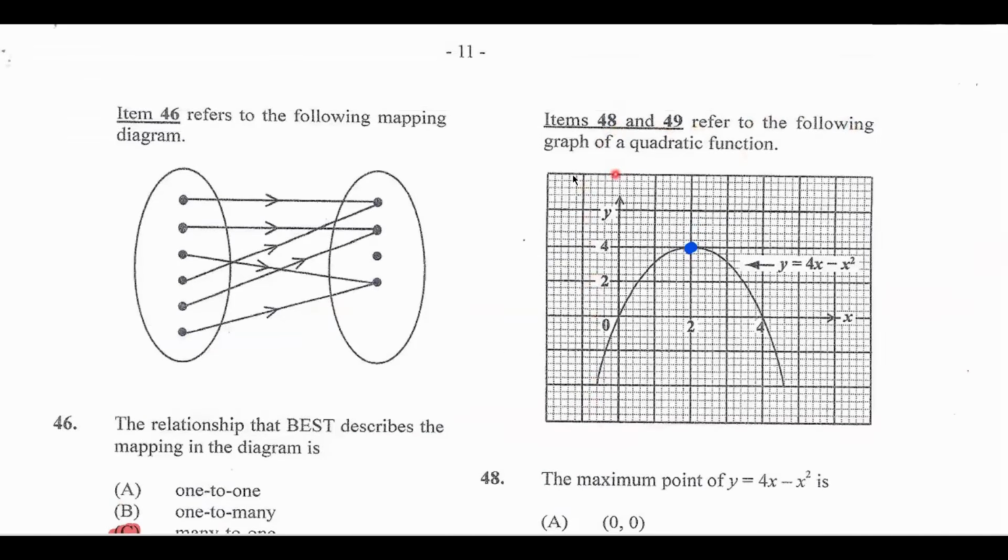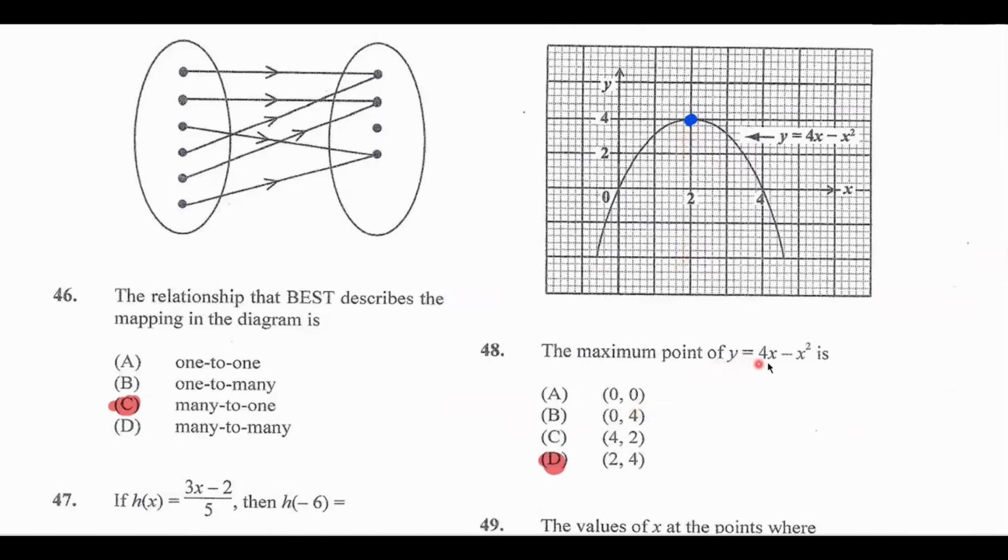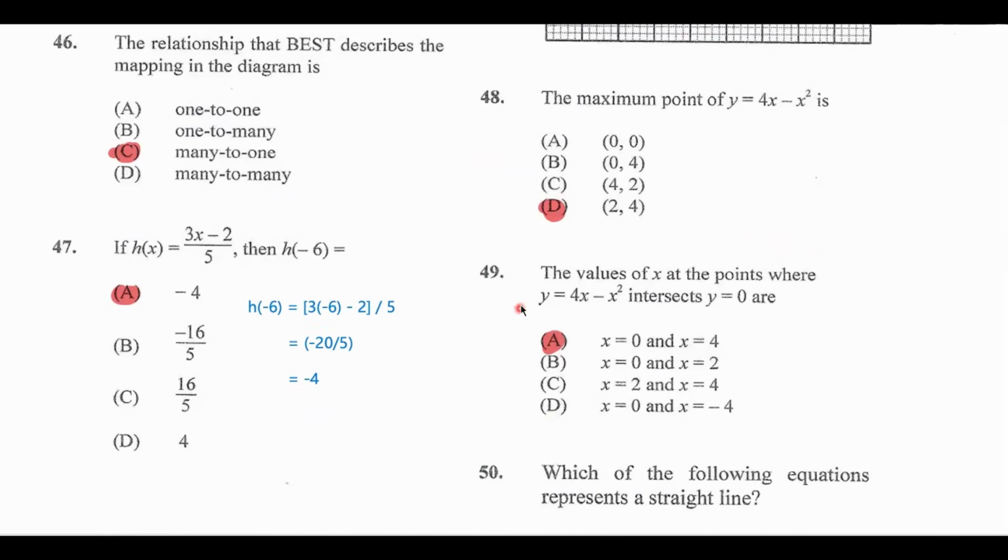48, the following graph of a quadratic function has a maximum turning point. The maximum point for y equals 4x minus x squared is. Well, the maximum point is what? 2, 4, right? That's D, straightforward.